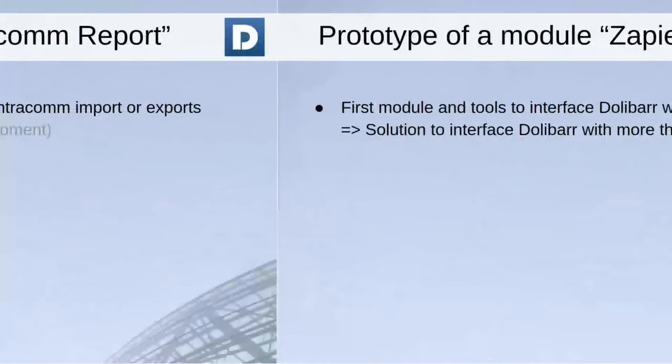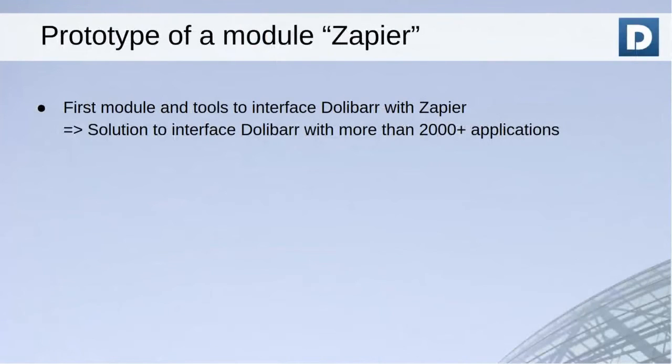A very important module for the future is a Zapier module. It is, for the moment, only a prototype, but it is a working prototype. Zapier, if you don't know, is an online service that knows around 2,000 applications. If Dolibarr is also known by Zapier, it means you can interface Dolibarr with the 2,000 other applications, and you can do nearly everything. So you can imagine everything.